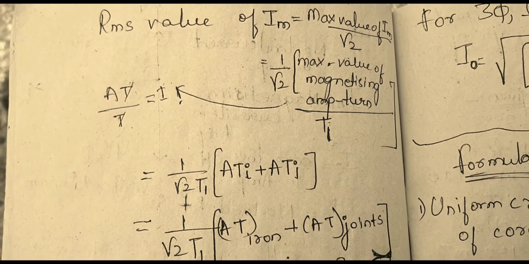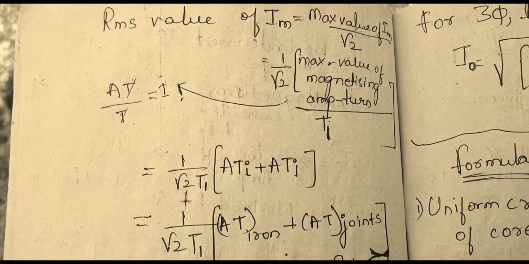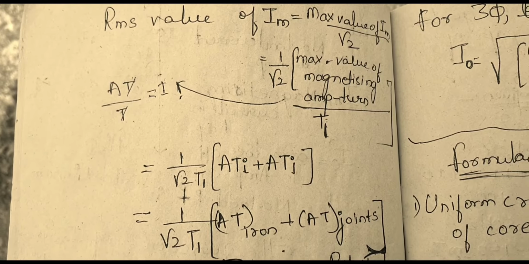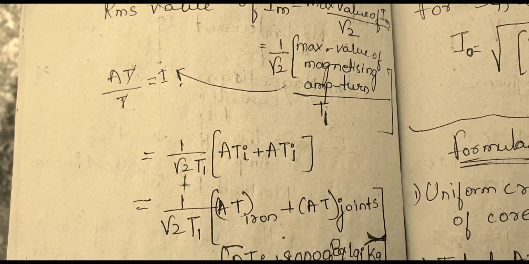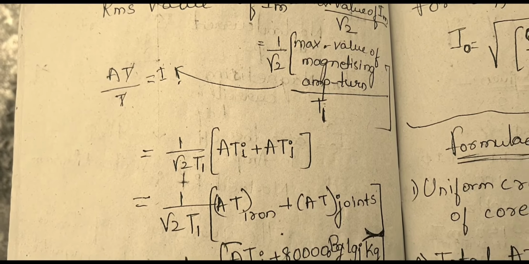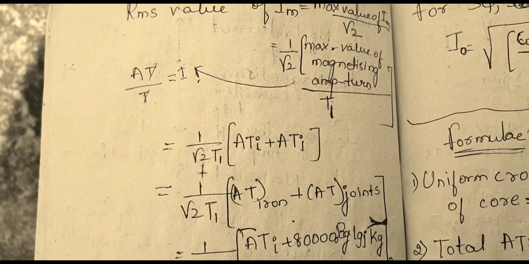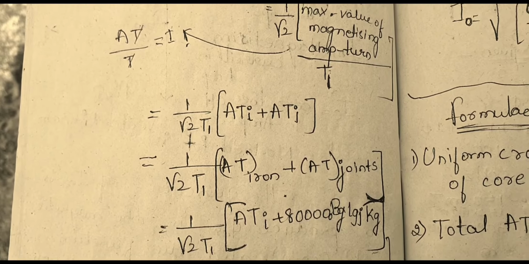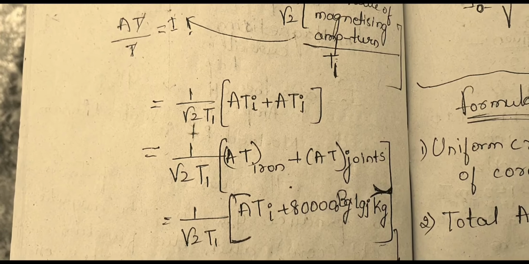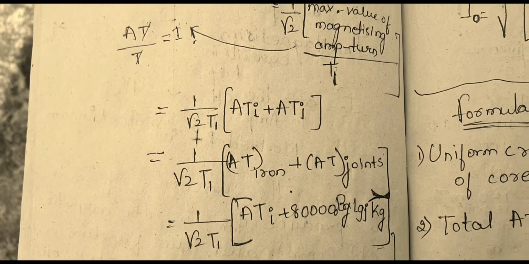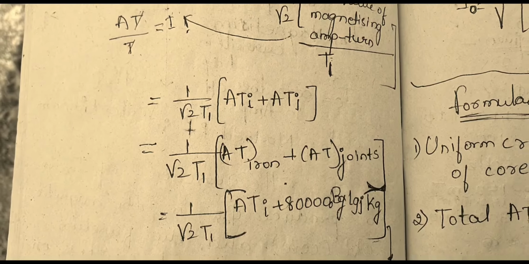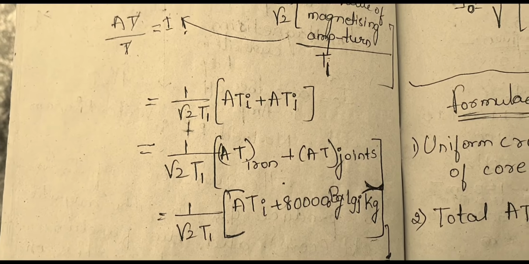The RMS value of Im can be written as the maximum value of Im divided by square root 2. So this can be written as 1 by root 2 into the bracket maximum value of magnetizing ampere turns whole divided by T1. Next, the same thing can be written as 1 by root 2 into T1 into the bracket ATI plus ATJ, where ATI is the ampere turn in iron and ATJ is the ampere turn in the joints.